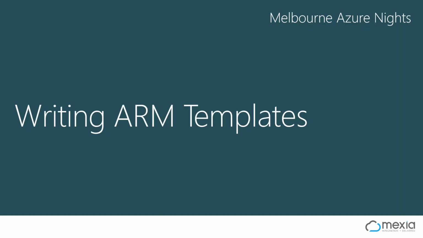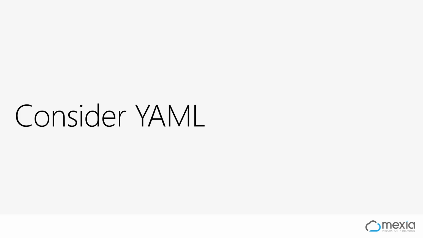So yeah, we are going to start talking about writing ARM templates first. So think about YAML. ARM template doesn't support YAML out of the box because it only supports JSON. But YAML is a superset of JSON, right? And there are many tools that we can use to convert YAML to JSON or JSON to YAML. So yeah, think about using YAML, right?